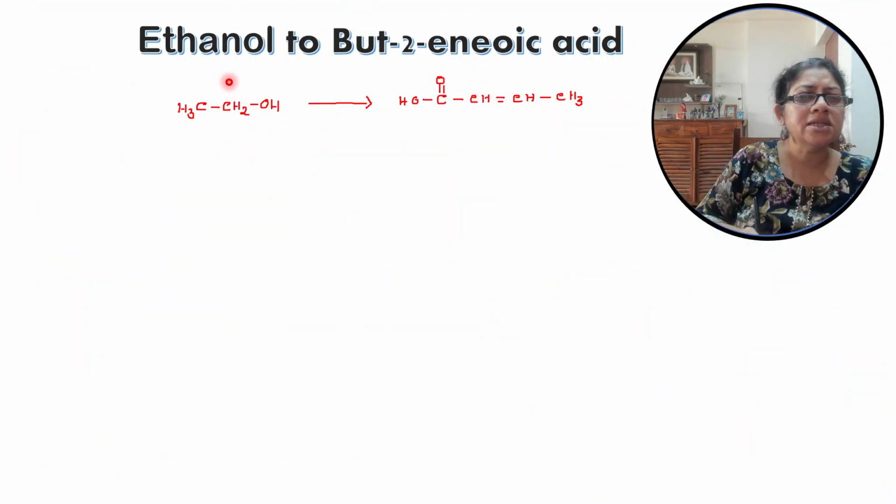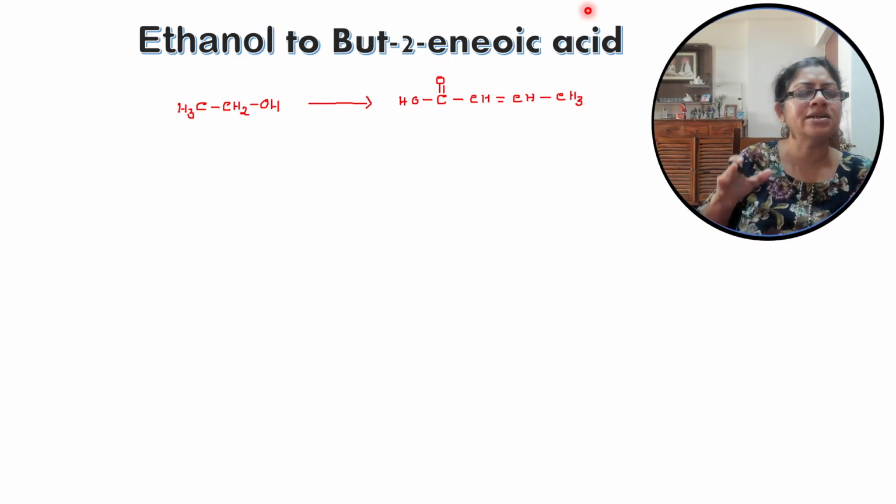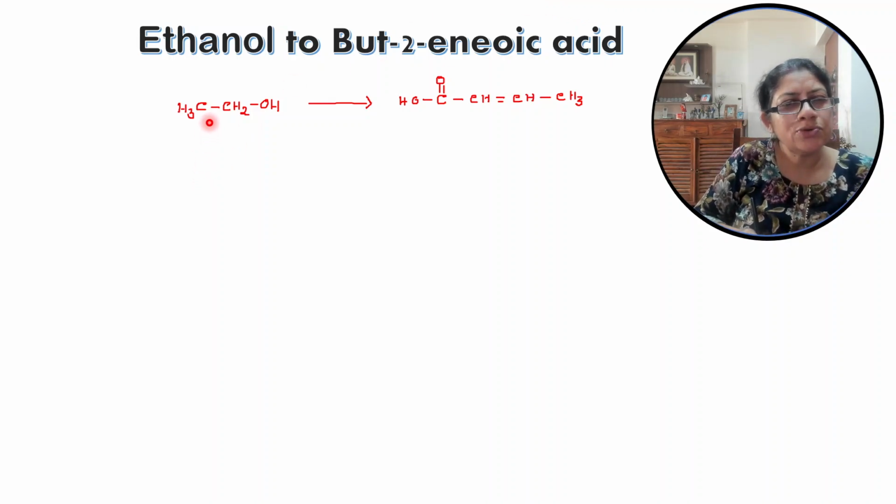Next one is the ethanol to but-2-enoic acid. This conversion is quite an interesting conversion. Here we can learn many organic chemistry reactions. Here you can see we started the reaction with 2 carbon atoms. We end up with 4 carbon atoms.